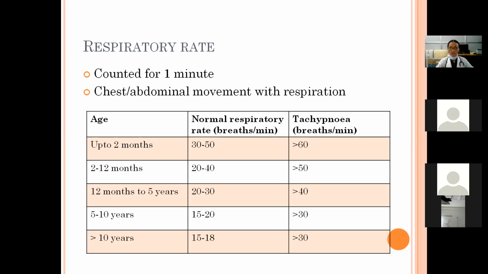And tachypnea is described for various age groups, and the cutoff for describing a respiratory rate as tachypnea is different. Up to 2 months, if the respiratory rate is more than 60, that is called tachypnea. From 2 to 12 months, more than 50 is tachypnea. From 12 months to 5 years, more than 40 breaths per minute is tachypnea. Beyond 5 years, if it is more than 30 breaths per minute, it is tachypnea.